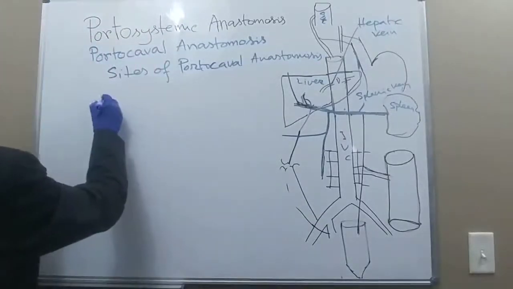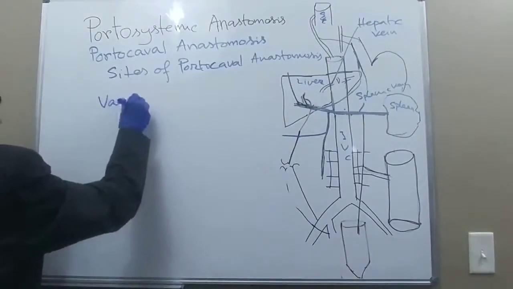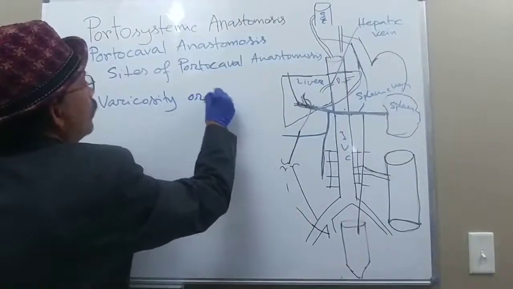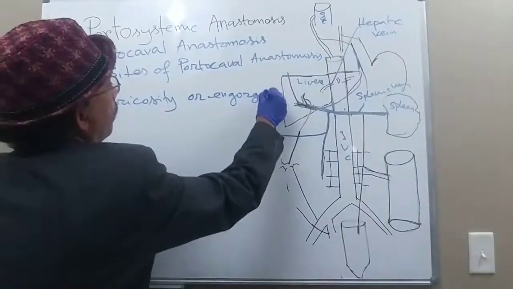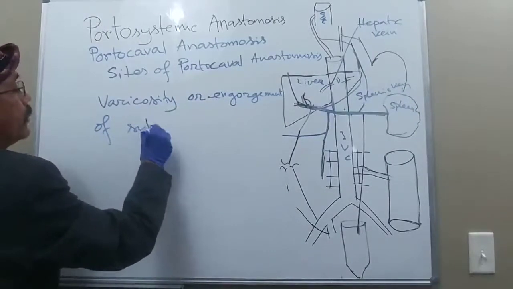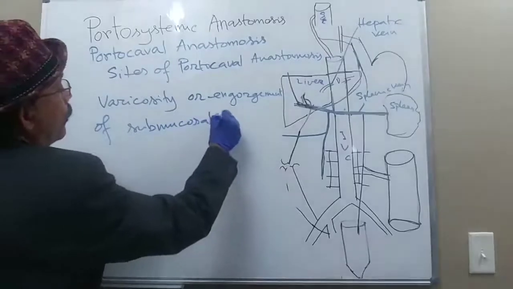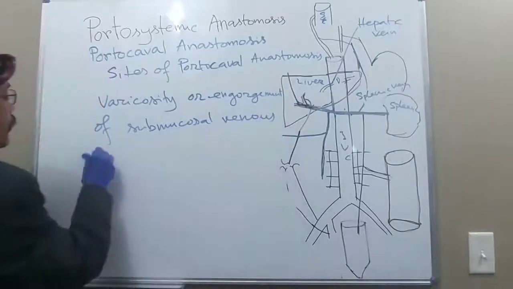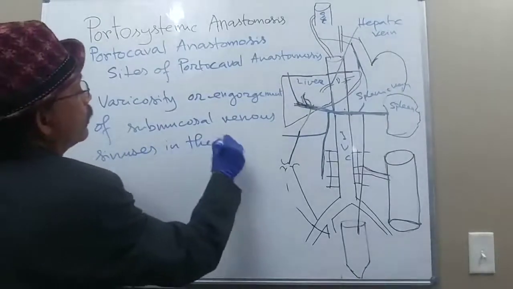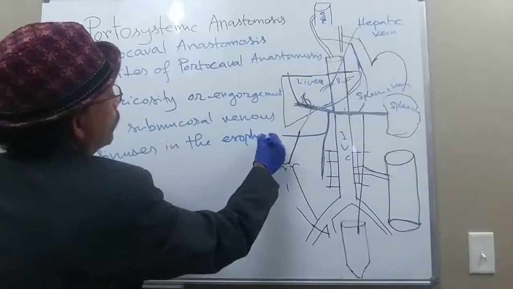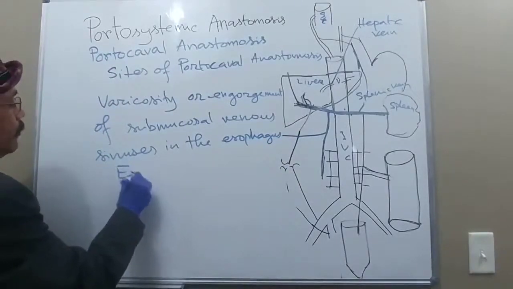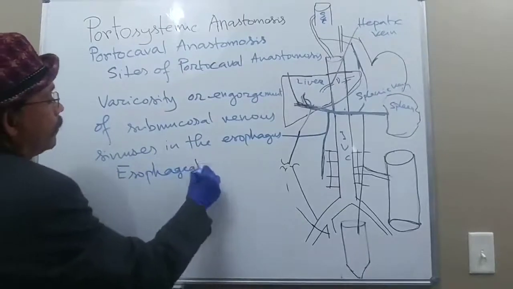So there will be varicosity, or engorgement, of submucosal venous sinuses in the esophagus. We call it esophageal varices.